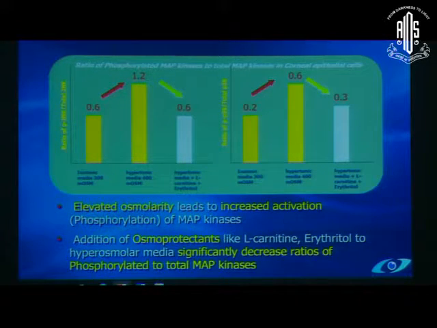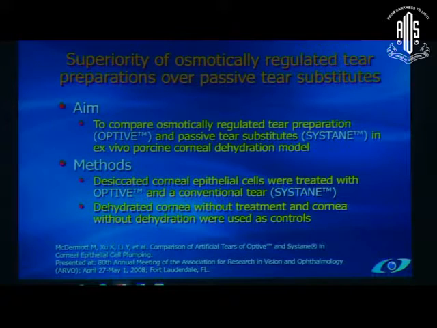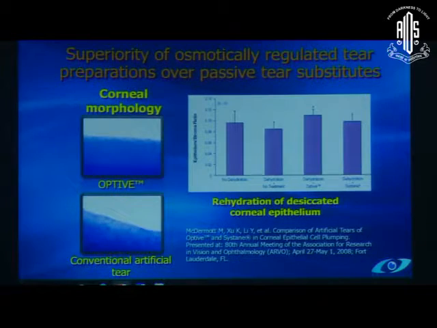Similarly, another study conducted by McDermott looked at osmotically regulated tear preparations versus passive ones in an ex vivo porcine corneal dehydration model, and they found that the corneas dehydrated much faster in non-osmoprotection media as compared to those which contained osmoprotection.